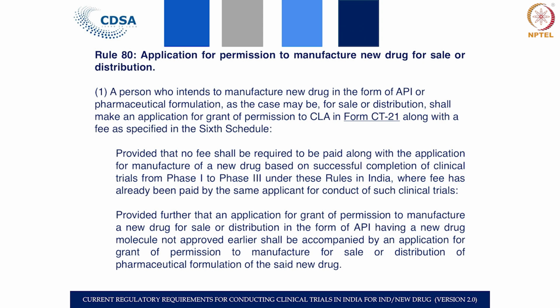Coming to Rule 80, which is the application for permission to manufacture a new drug for sale or distribution. In this, once the application form is CT 21, the fee shall not be required. In case of manufacture, normally a local clinical trial has been conducted, and no fee shall be required to be paid in case there has been successful completion of clinical trial in the country from phase 1 to phase 3, and where the fee has already been paid.